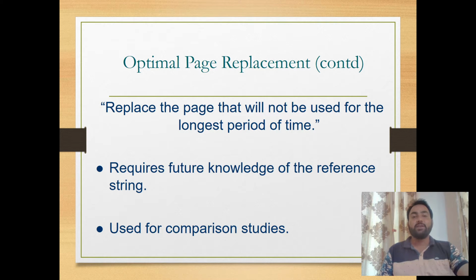That means it requires future knowledge of the reference string. Whatever the reference string is that is to be referenced for replacement of pages for execution of processes, we must know in advance the future reference string, that is, which page will be required in the future. It is also used for comparison studies in the system.